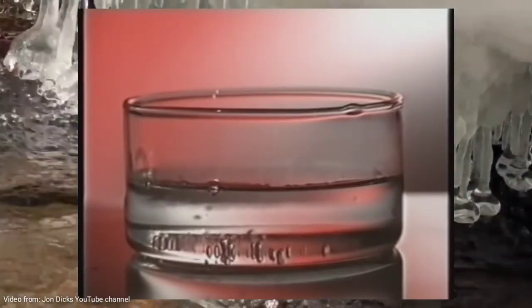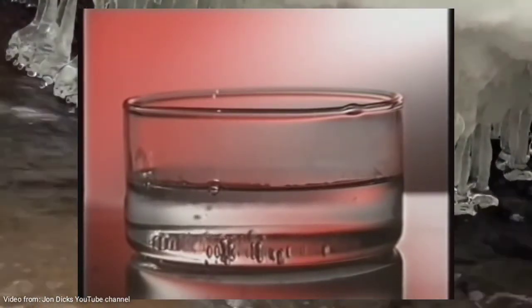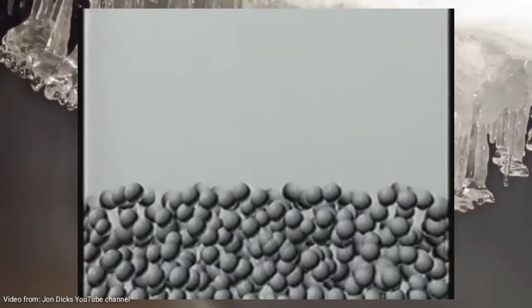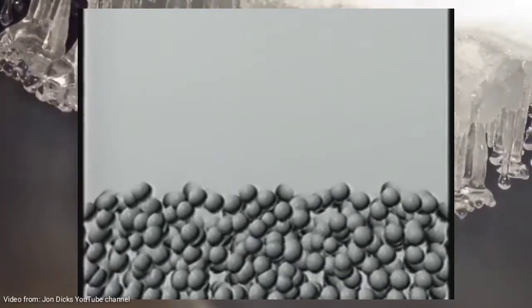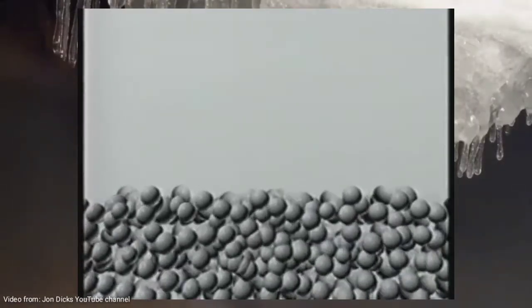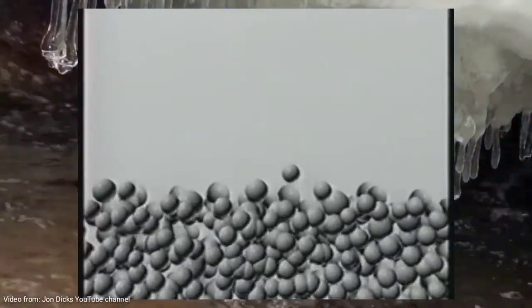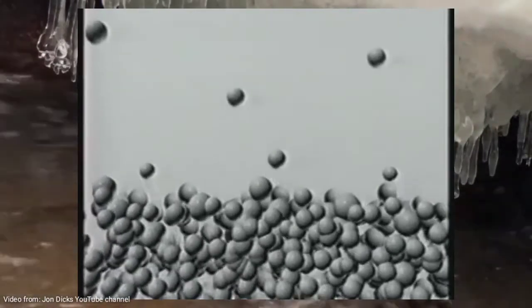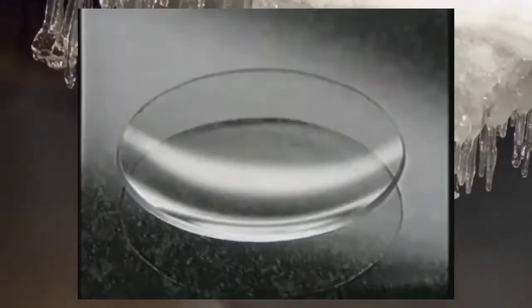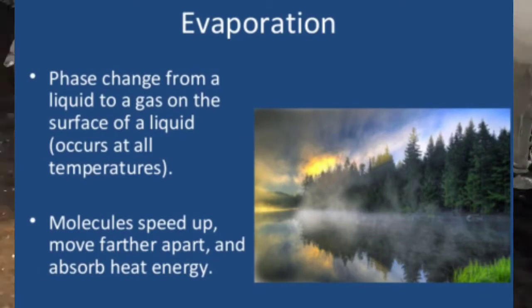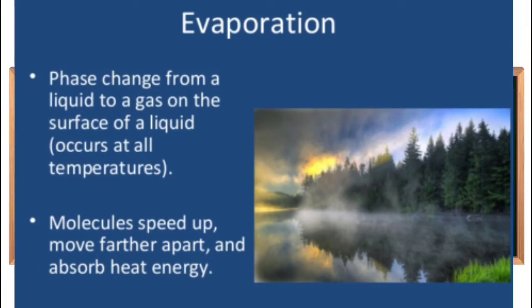Energy is also needed to change a liquid to a gas. So, what's happening to the particles this time? In a liquid, the particles are free to move around. Heating causes them to move around more quickly. Those which have enough energy escape from the liquid, forming a gas. This is evaporation. Evaporation is a phase change from liquid to a gas on the surface of a liquid. It occurs at all temperatures. Molecules speed up, move farther apart, and absorb heat energy.